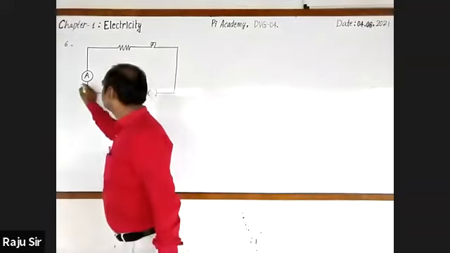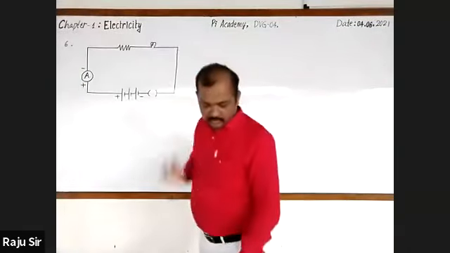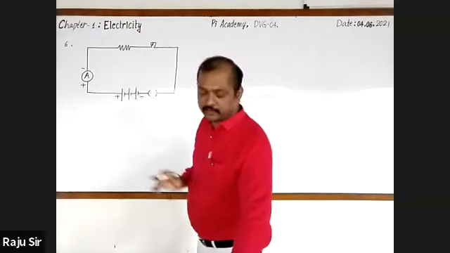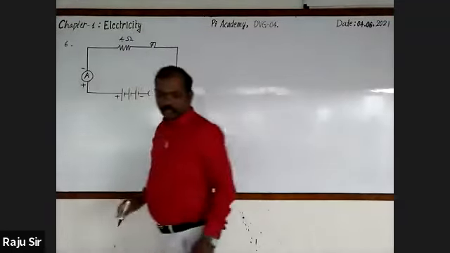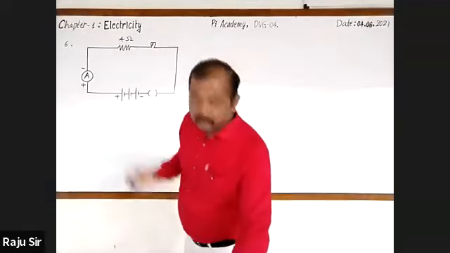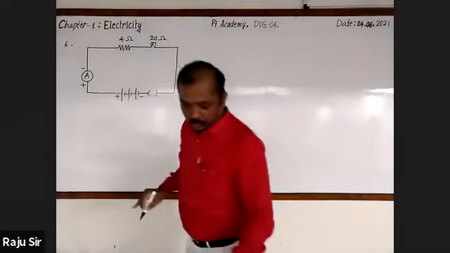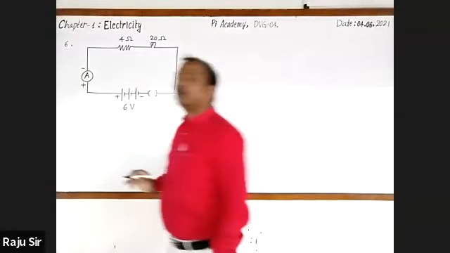This is positive terminal and this is negative terminal of the battery. This is positive terminal of ammeter and this is negative terminal. And they have given the resistance of first resistor is 4 ohm. And the resistance offered by an electric bulb is 20 ohm. And the voltage of the battery is 6 volts.